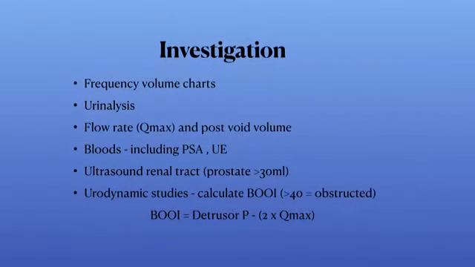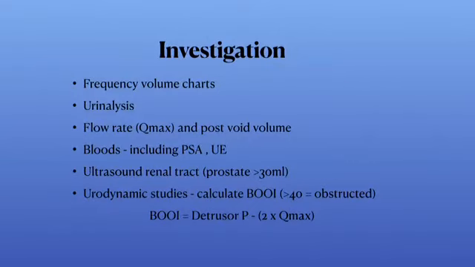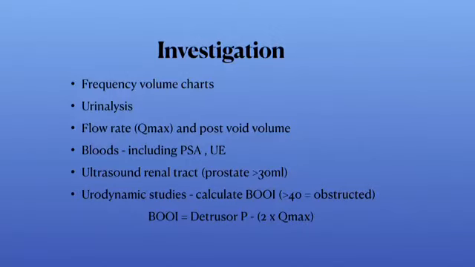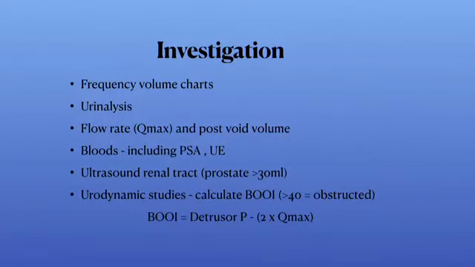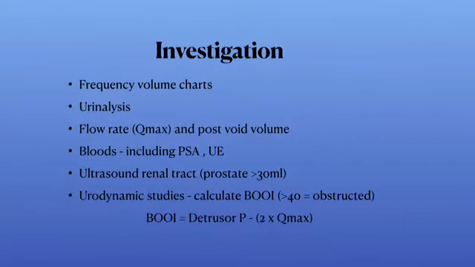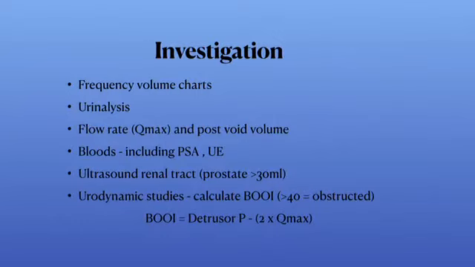There are a number of investigations you can do for someone with suspected BPH. Simple things include a urinalysis looking for hematuria, which may warrant further investigation with cystoscopy and imaging. They may also fill out a frequency volume chart, which will give lots of information about their fluid intake. They should do flow rates, which would calculate their Qmax, which should be greater than 15, and they must void over 100 mL. You can also do a post-void volume after this.